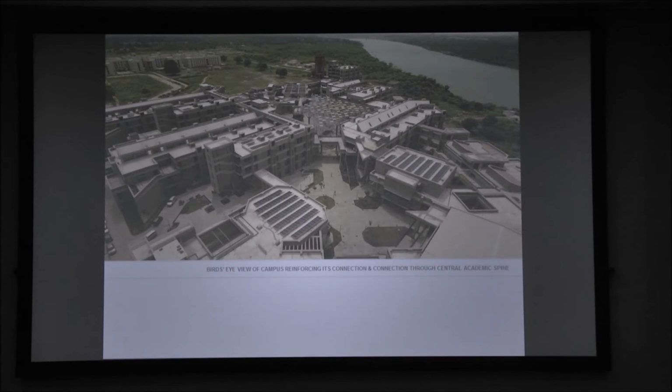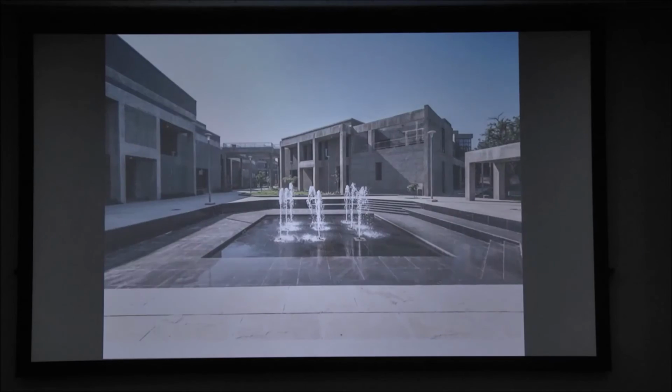Now this is how the central spine runs through the entire academic complex. This is the arrival court, the formal court of entry point for the academics, where the main entrance will be constructed. Eventually, the library will come. This will become the formal entrance for the court.